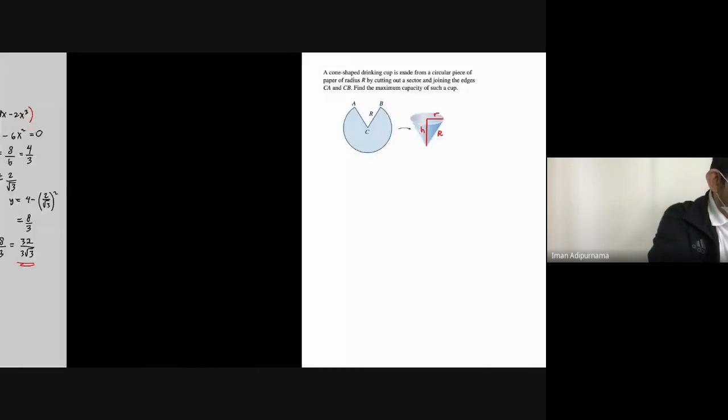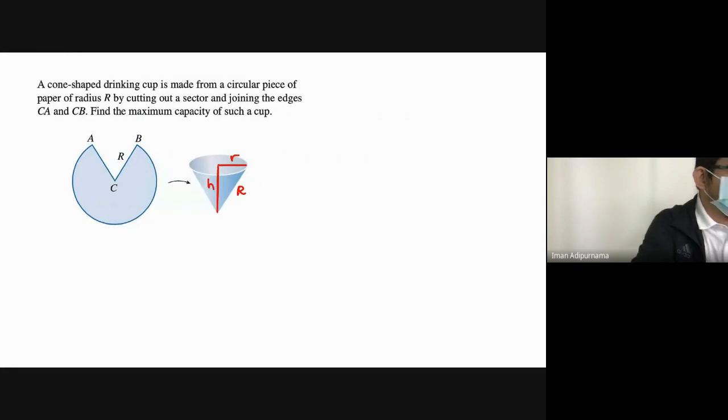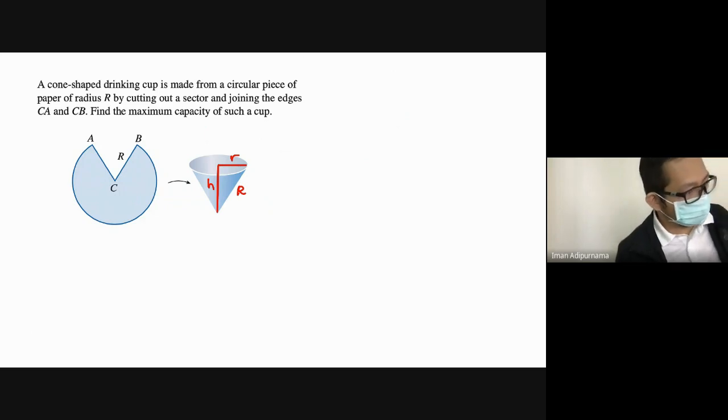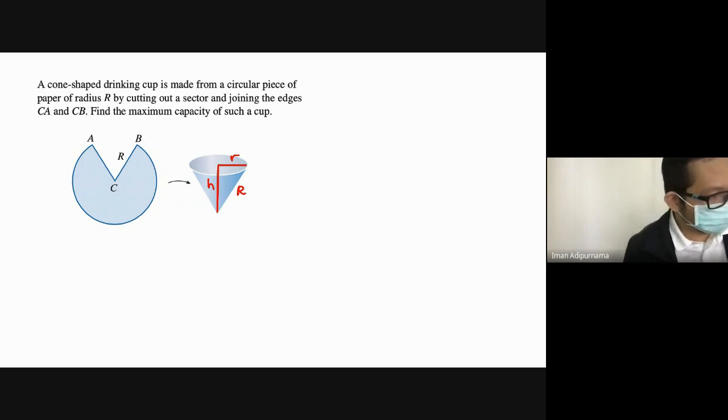Okay, next example. Okay, let's try this. A cone-shaped drinking cup is made from a circular piece of paper by cutting out a sector and joining the edges CA and CB, as in the picture. You can see the picture. Find the maximum capacity of the cup. So find the volume, right? The largest volume possible. I give you some help by naming the variables if you want.